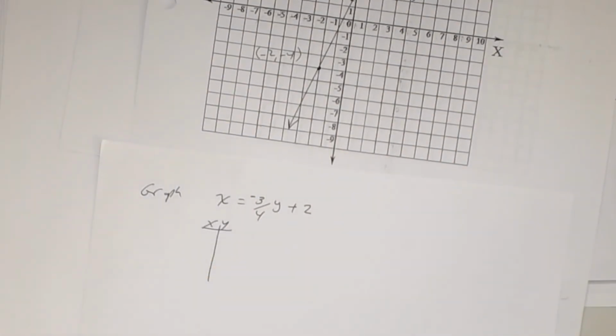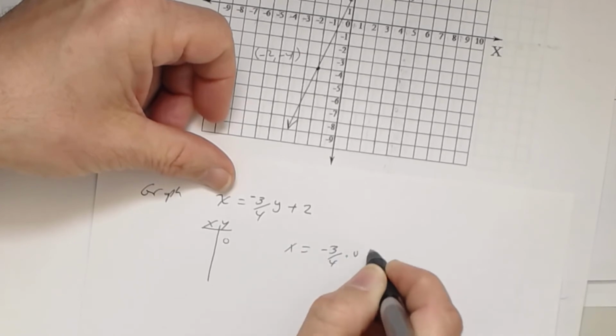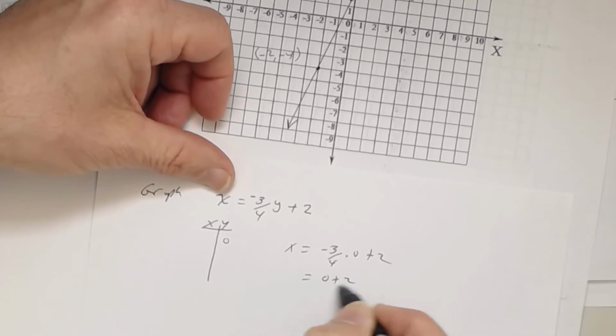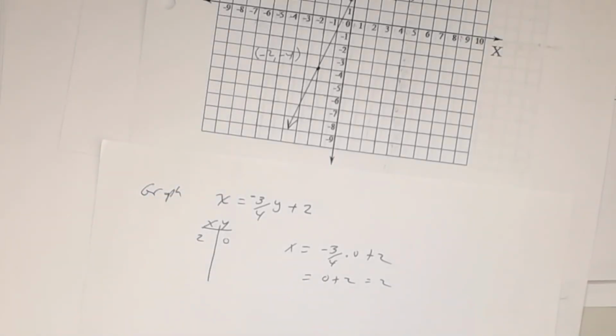Except now listen, before when y is by itself, I plug in numbers for x. Since x is by itself, I'm plugging in numbers for y. Okay. What's the easiest number to use for y? 0. So notice I'm plugging into y first. So if y is 0, I get x equal negative 3/4 times 0 plus 2. What's 3/4 times 0? 0. What's 0 plus 2? 2. So there's my x coordinate. So when x is 2, y is what? 0.